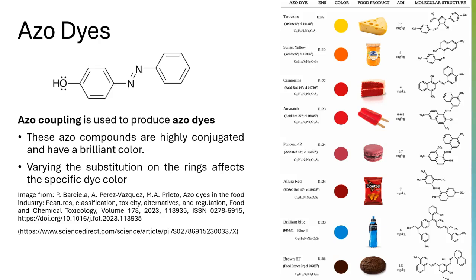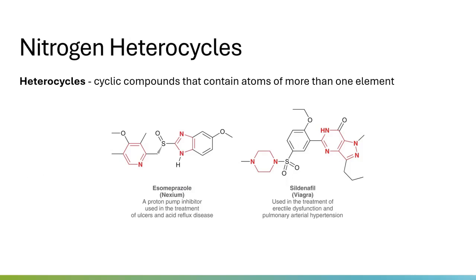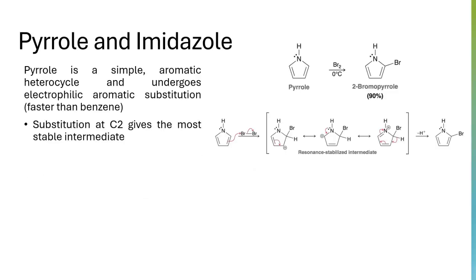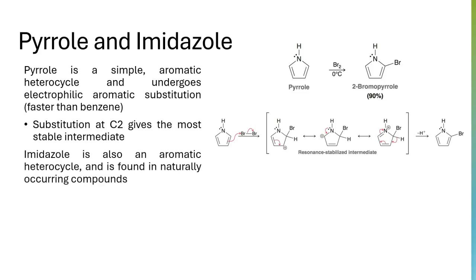Nitrogen heterocycles. These are cyclic compounds that contain atoms of more than one element. Pyrrole and imidazole. Pyrrole is a simple aromatic heterocycle and undergoes electrophilic aromatic substitution even faster than benzene. Substitution at carbon number 2 gives the most stable intermediate. Imidazole is also an aromatic heterocycle and is found in naturally occurring compounds.